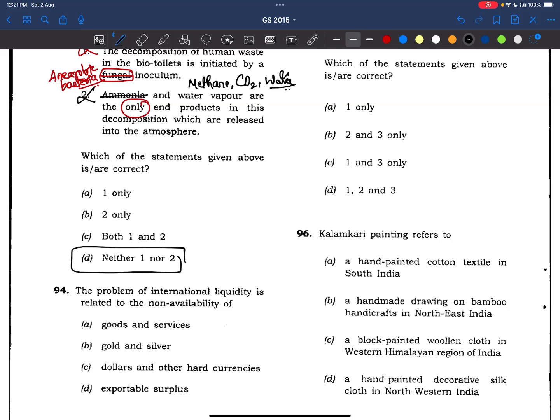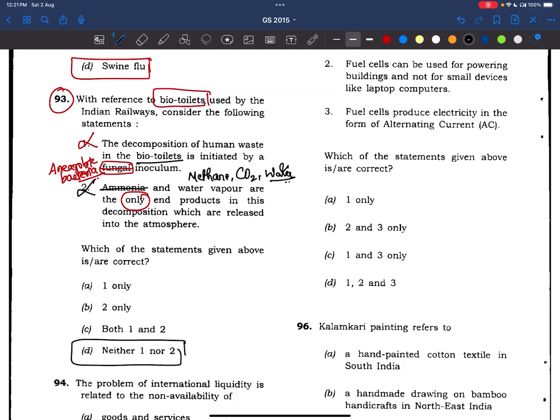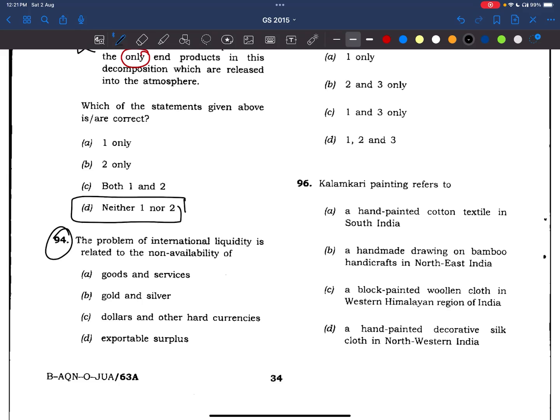Okay, see here, these biotoilets are made by DRDO and are used by Indian Railways. This program was launched in 2011, right? And the waste and water, it is recycled. Water is recycled and reused in the railways only. Okay, what wastage is coming out of this, right? So that's it, friends. Now let's go to the 94th question.